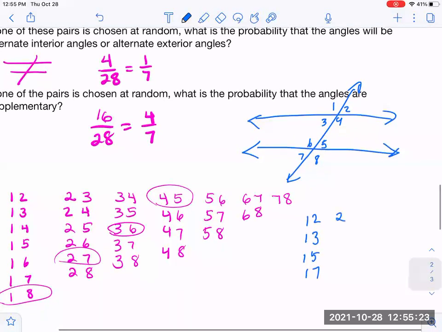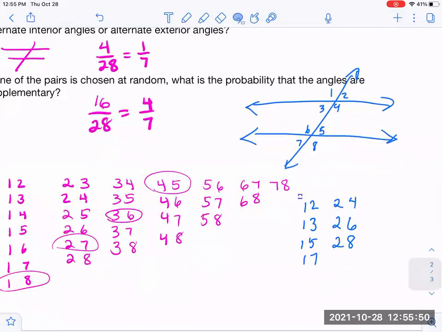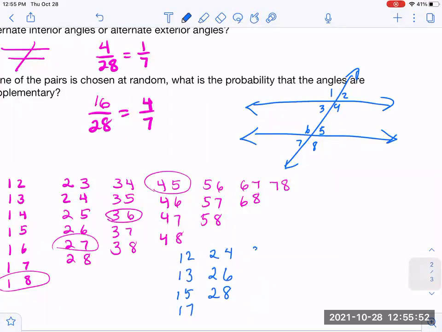Okay. So now those are the ones supplementary to angle 1. Let's look at 2. I'm not going to list anything I've listed already as a pair. So of course, angle 2 and 1 are supplementary, but I already said that. So now I have angle 2 and angle 4, right? Angle 2 and angle 6, angle 2 and angle 8, right? Okay, now let's look at angle 3. Angle 3 and angle 1, I already said. Angle 3 and angle 4, I did not. Angle 3 and angle 6, angle 3 and angle 8, right?